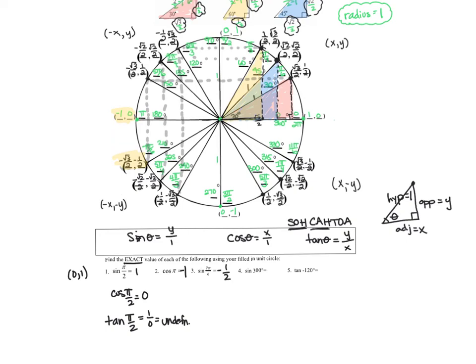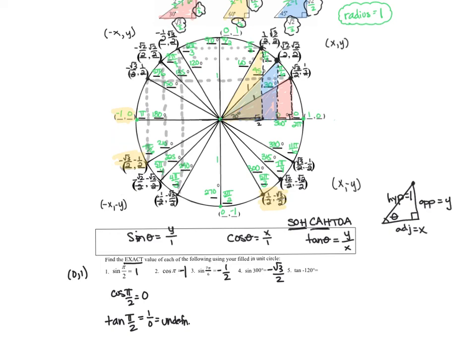Done. Sine of 300. So again, you're going to go look for your 300-degree angle. You're going to go examine what your coordinate is. And sine is equal to my y value. So you're going to write down the y value, which is negative rad 3 over 2. Finally, tangent. So when I do tangent, I usually have to do a little bit of simplifying.